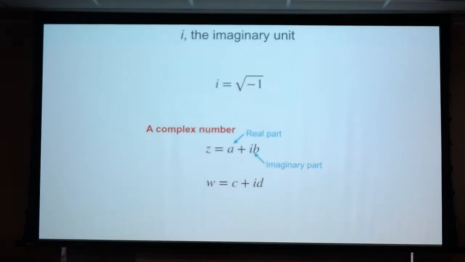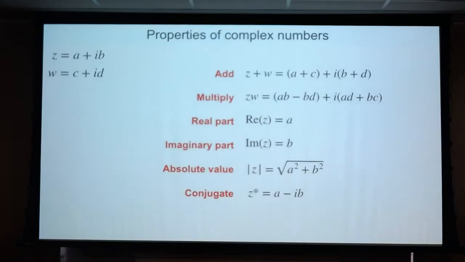So complex numbers, of course, are just a number that includes an imaginary part, so that it has a real and an imaginary part. And you can do things with complex numbers. You can add them. There's a formula for multiplying them. We talk about the real part and the imaginary part. The absolute value is the root sum of squares of the real and imaginary parts.